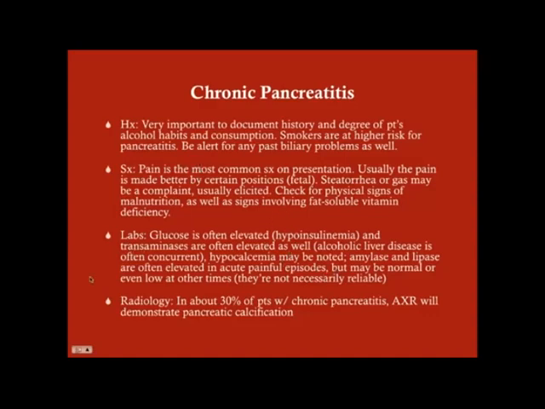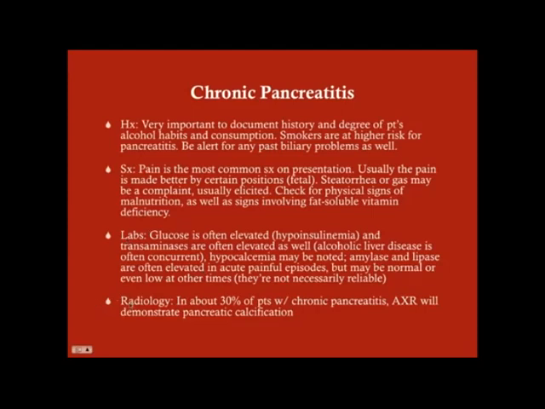Amylase and lipase are usually elevated in acute painful episodes, but they don't have to be. So this is totally unlike acute pancreatitis, where if we come back and see the amylase and lipase are normal, it's not acute pancreatitis. With chronic pancreatitis, the amylase and lipase do not have to be elevated, although they often are with the acute episodes.